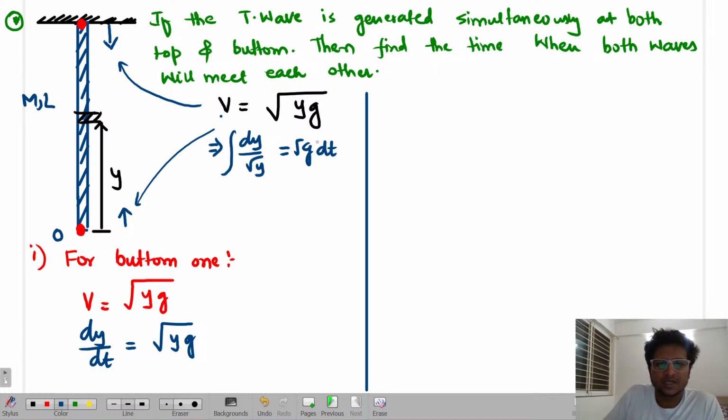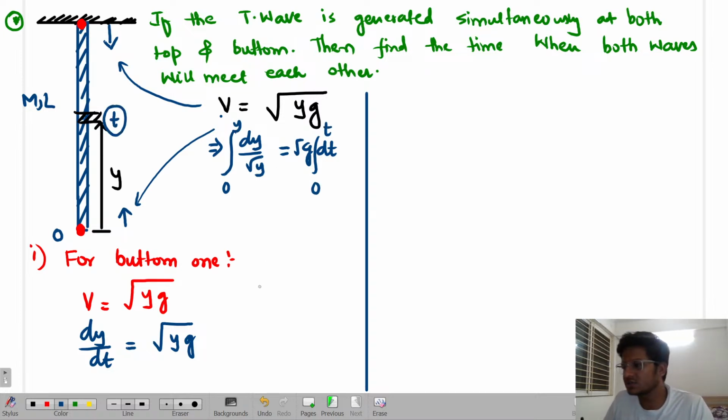And if I do the integration, I'll get the relation. The integration must be taken from 0 to y, and if I reach this point at time t, the integration for time should also be from 0 to t. The waves generated at the bottom point and the top point are going to meet after some time at some length, but the velocity they follow is the same. So I can apply the same variable velocity equation and integrate to get the equations of length and time.